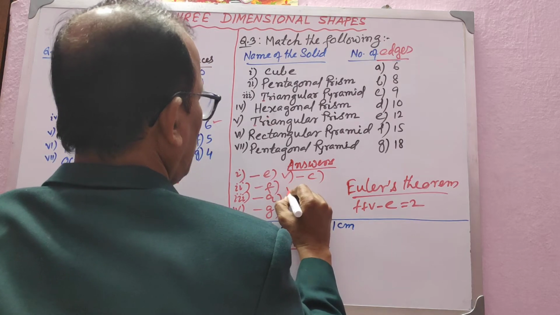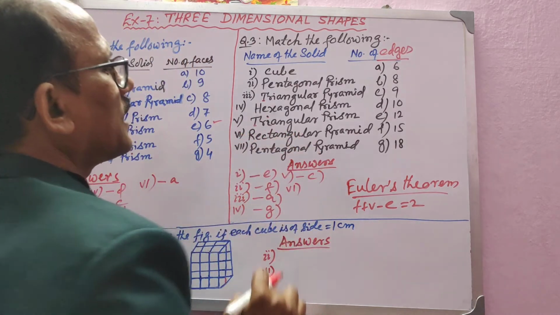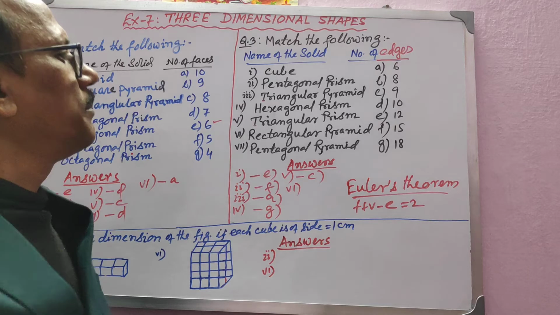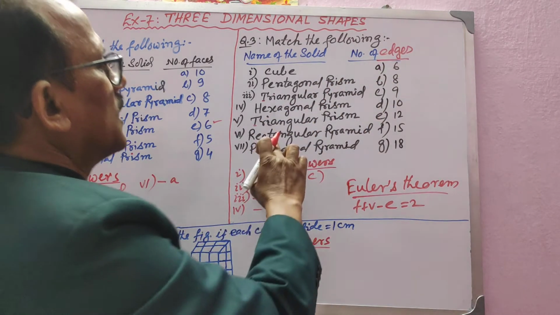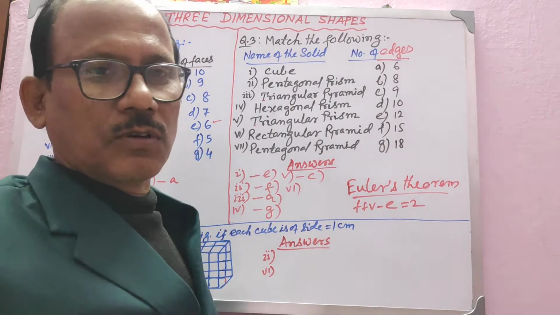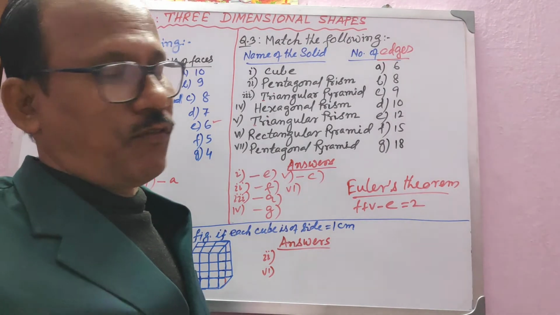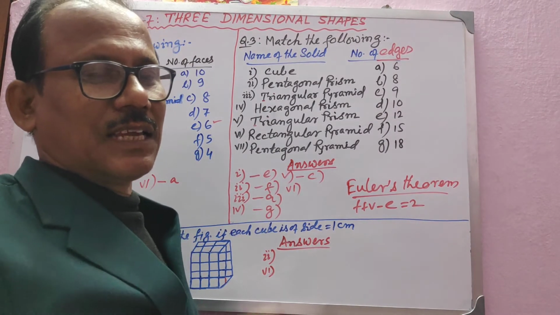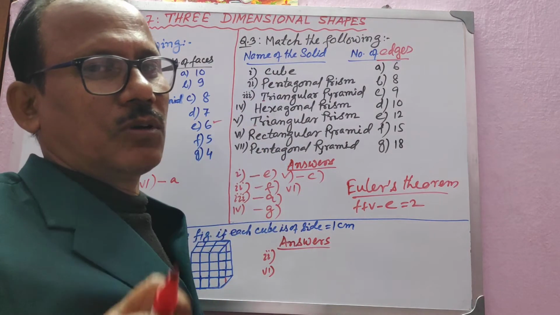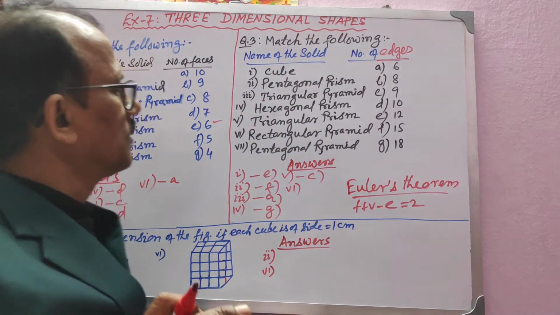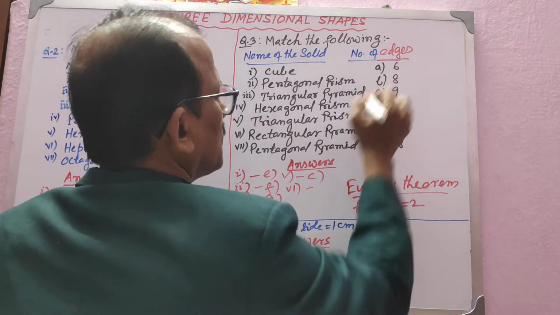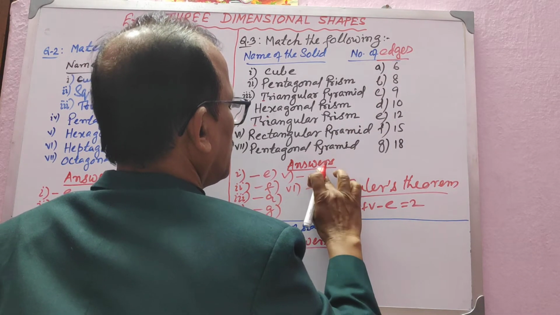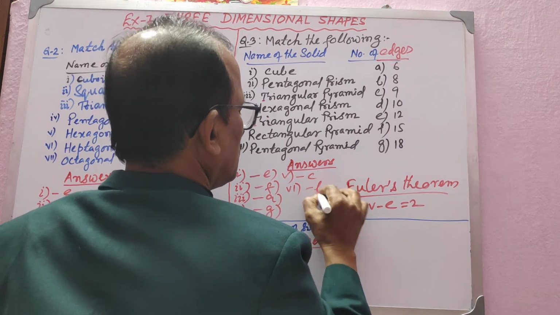Now the sixth will be matching with what? The sixth is the rectangular pyramid. The rectangular pyramid will be matching with B, because the rectangle on top has 4 edges, and then it will be drawn into 4 more, 4 plus 4, 8 only. So it will become 8 only. That is option B.